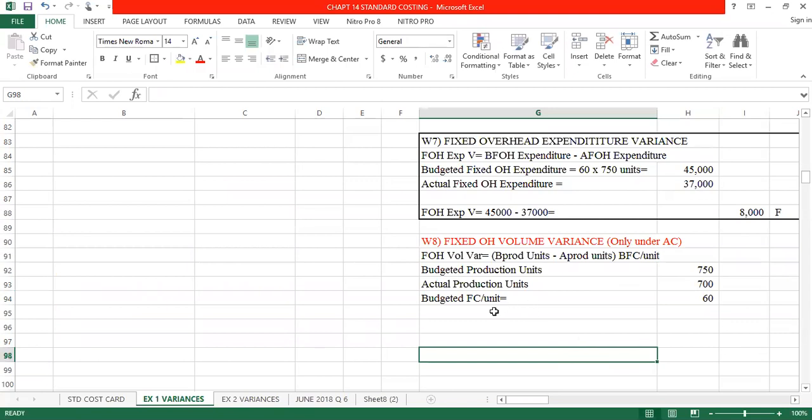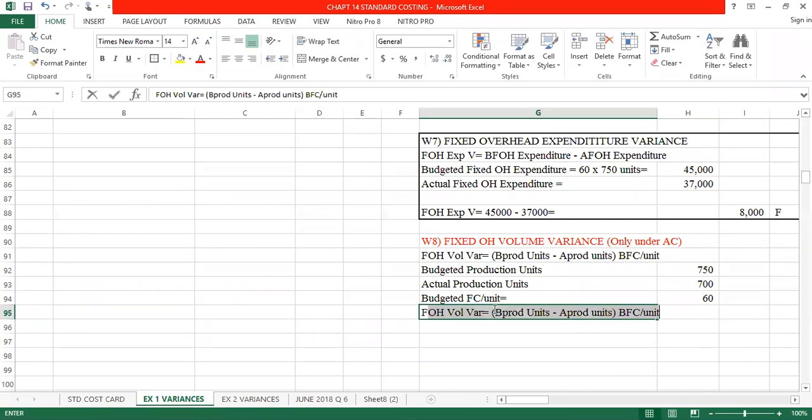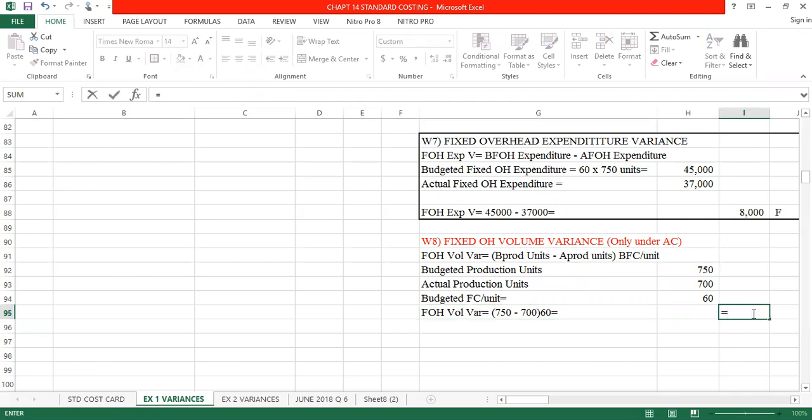Okay. Now that is 60. So what is fixed overhead volume variance? It equals 750 minus 700 times 60. What do we get? It is equal to 750 minus 700 times 60.